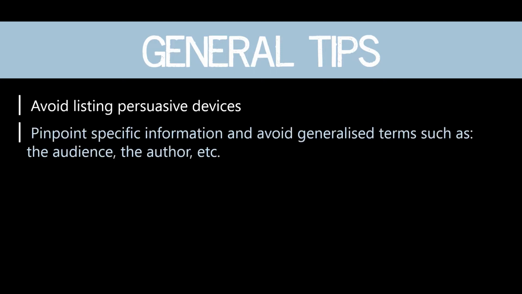So, what are some general tips when it comes to writing main body paragraphs? Well, the first thing I would suggest is to avoid listing persuasive devices, and even just to go the next step further, avoid listing quotations. You need to be considered and selective in the quotations that you use. We want to pinpoint specific information and avoid generalized terms, such as the audience or the author. We want to be really explicit in what these are.